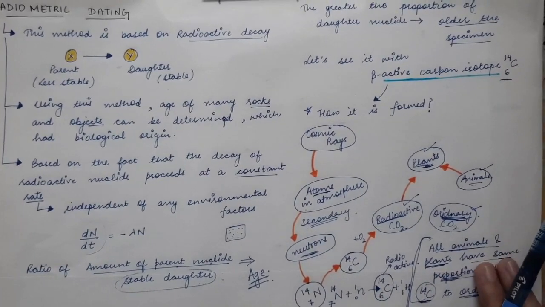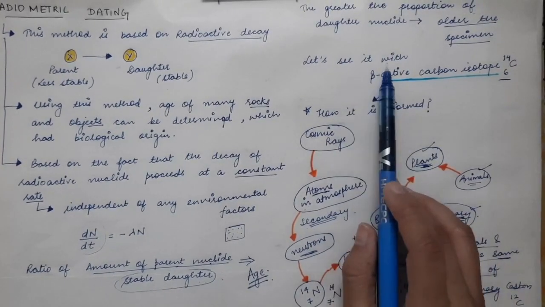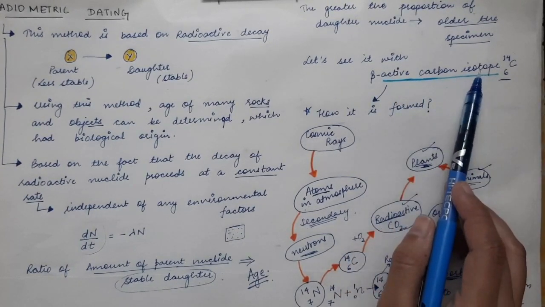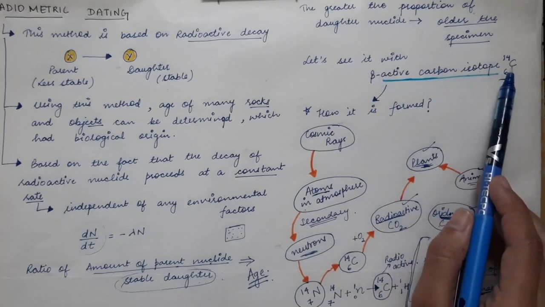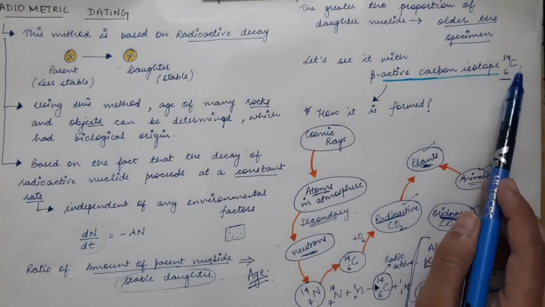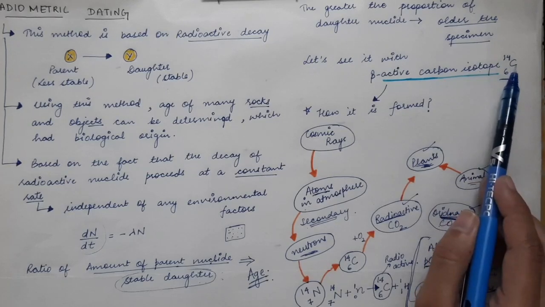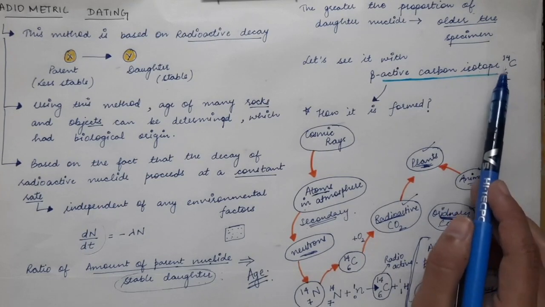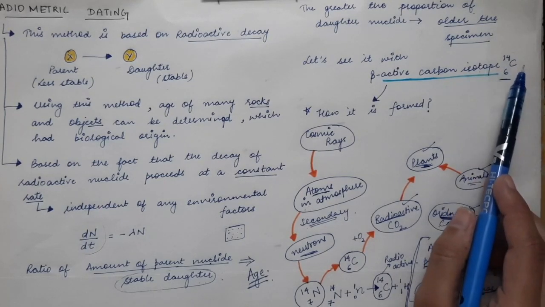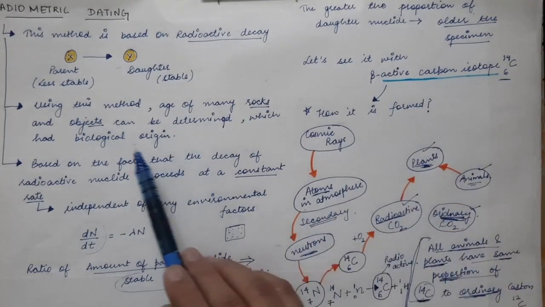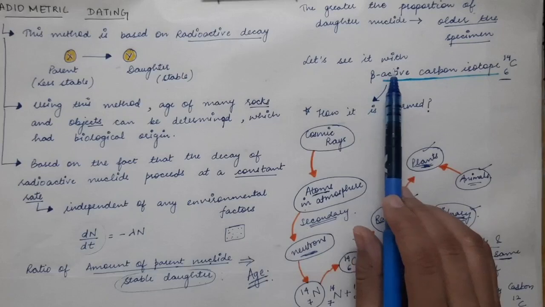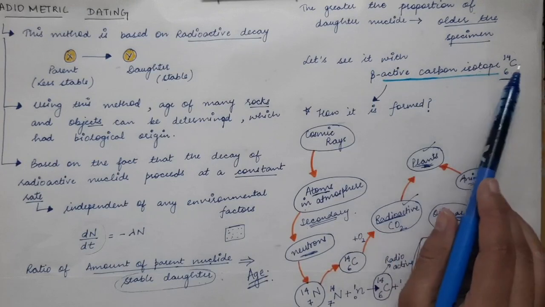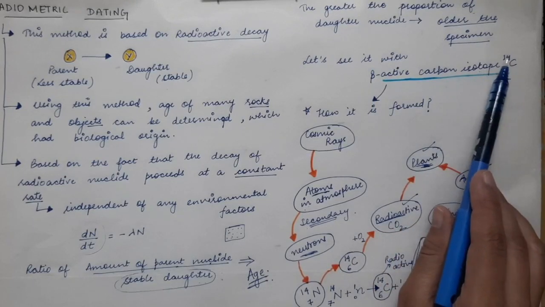Now let's consider how the age of various objects is measured with the help of a beta active carbon isotope. This carbon isotope is carbon-14. The normal carbon that we know is carbon-12, but carbon-14 has the same 6 protons, but it has 8 neutrons. So the age of various objects and rocks or any other thing can be determined using the radioactive carbon isotope, carbon-14.